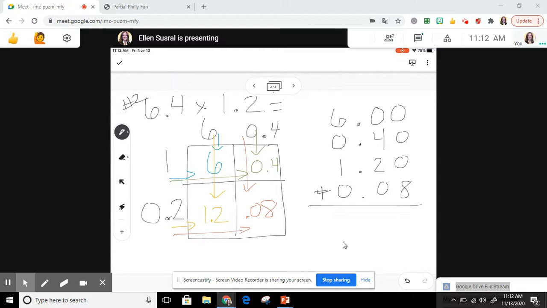Okay, now I'm going to add. I've got 8 and 6 and 7. So 7 and 68/100 is our answer. And that's using the distributive property and the area model to solve this multiplication problem.